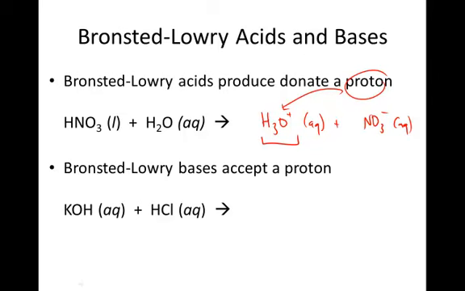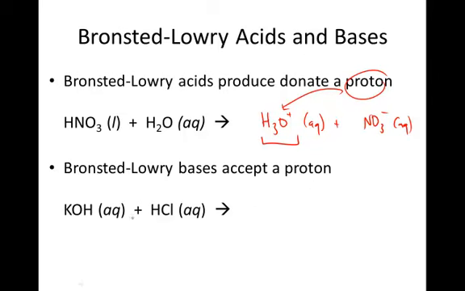For an Arrhenius base, we were saying it had to produce a hydroxide ion in solution. And as you'll notice, this definition isn't talking about hydroxide at all. It's simply saying that a Bronsted-Lowry base is something that actually receives the hydronium ion or the proton.